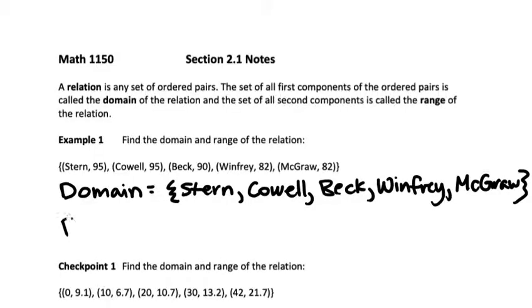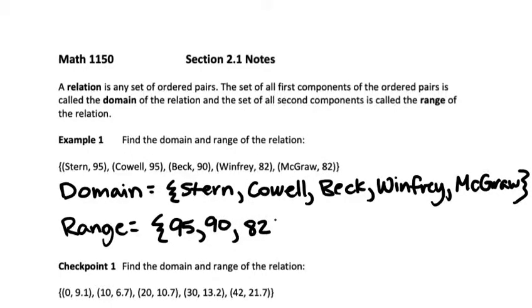Now for the range, I'm going to list all of these second components. Now you see here in this set, I have some second components that are repeated. So 95 appears in 2 different points. That's okay. When I list it in the range, I would only list that number once. So I don't write 95 twice, I only write it once. Then I have a 90, and then I have 82. Again, that appears in 2 points, but I only need to list it once in the range. So that's my range, 95, 90, 82.